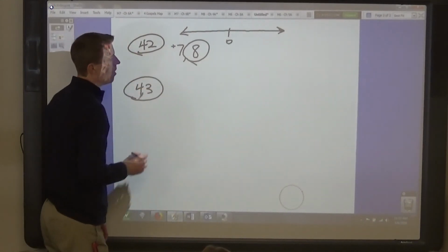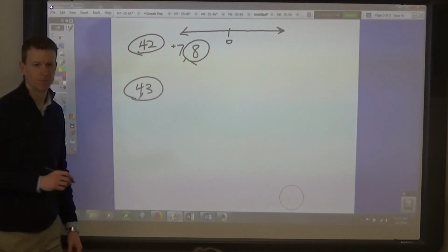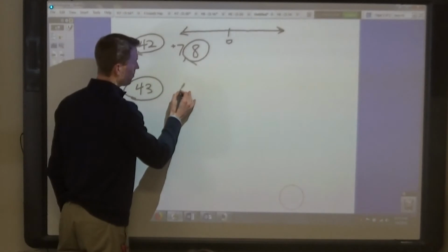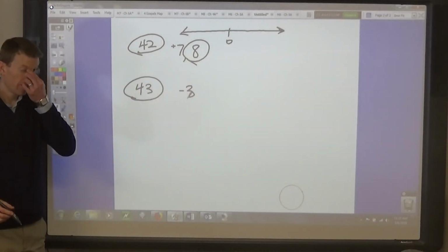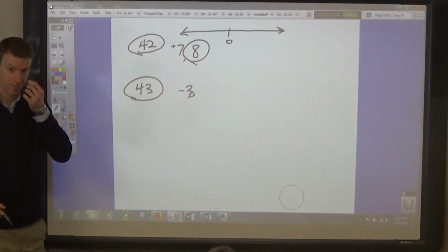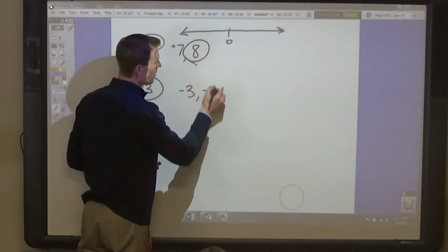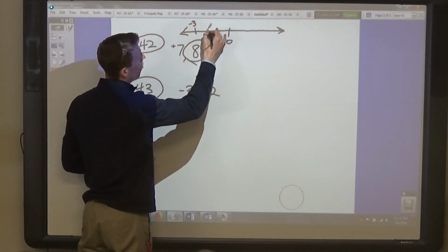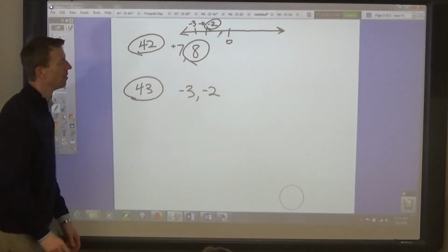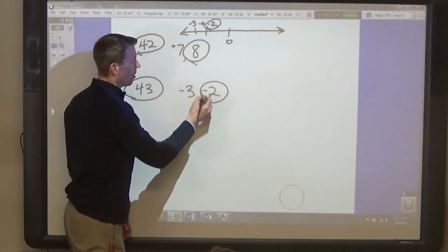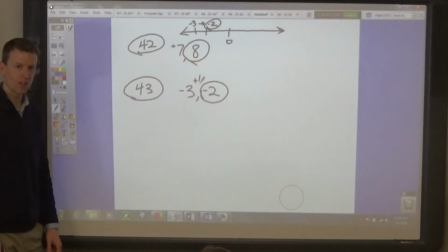43. What's 1 more than negative 3? We're not doing 43. I know, but what if we did? What's 1 more than negative 3 on the number line? Hillary? Negative 2, that's right. Because from negative 3, 1 to the right is negative 2. That's 1 more. That's plus 1. Okay?